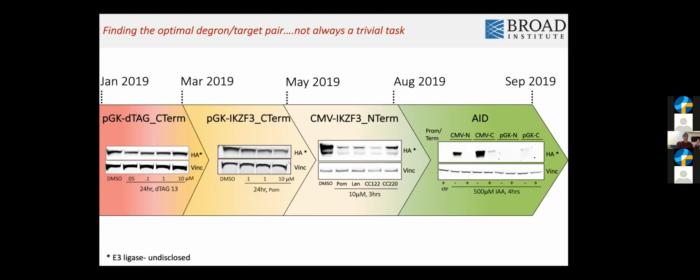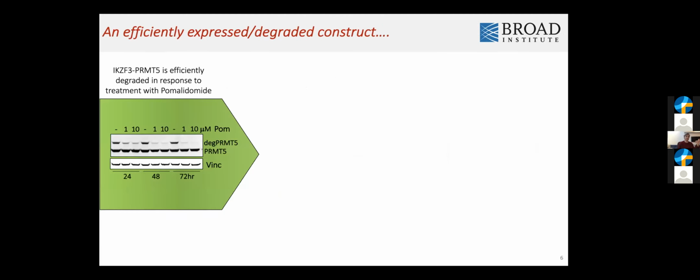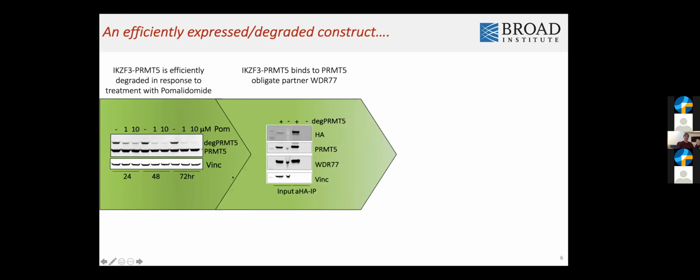In another example on this next slide, here it's PRMT5. We wanted to generate a Degron PRMT5 fusion protein. And in this case, we were pretty lucky early on to find that the Ikaros PRMT5 fusion construct was efficiently degraded by treatment with pomalidomide. And if you advance one slide, it appeared to be functional in that it was able to co-immunoprecipitate with the PRMT5 obligate binding partner WDR77.